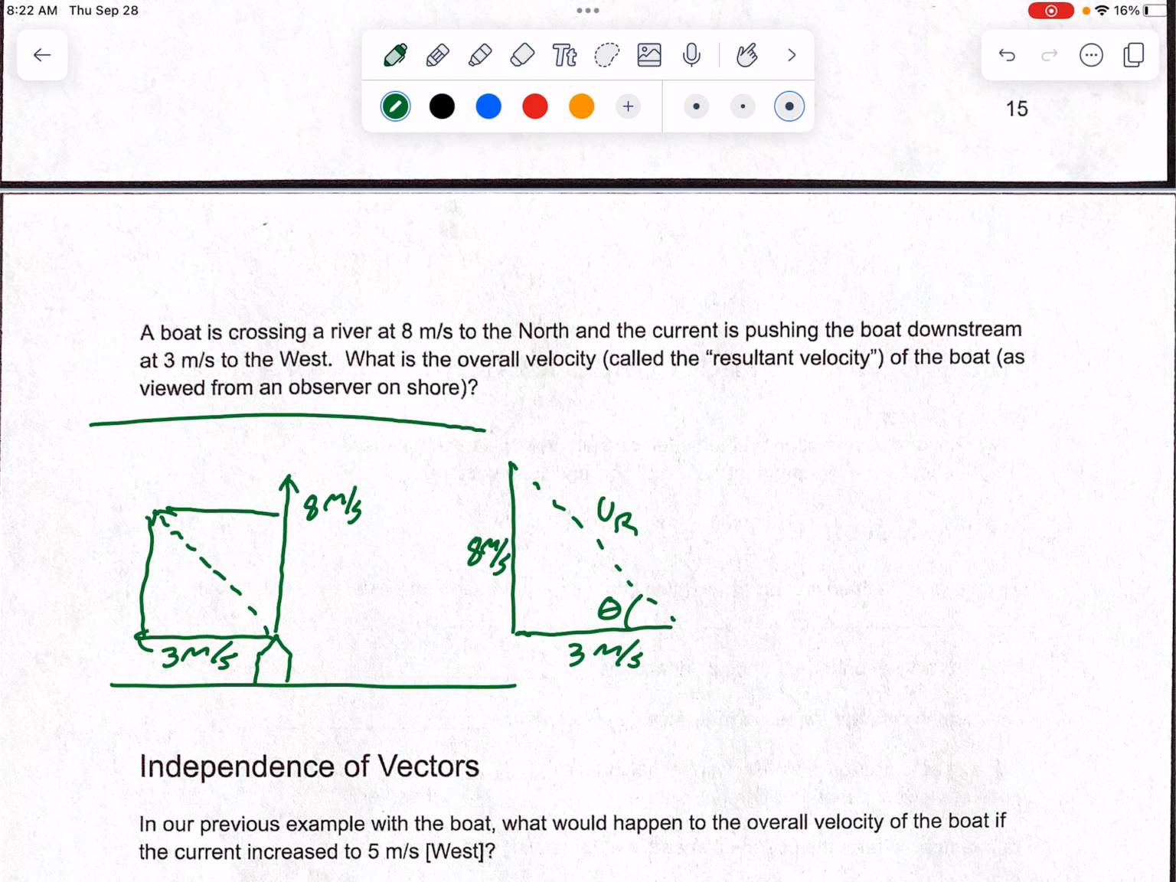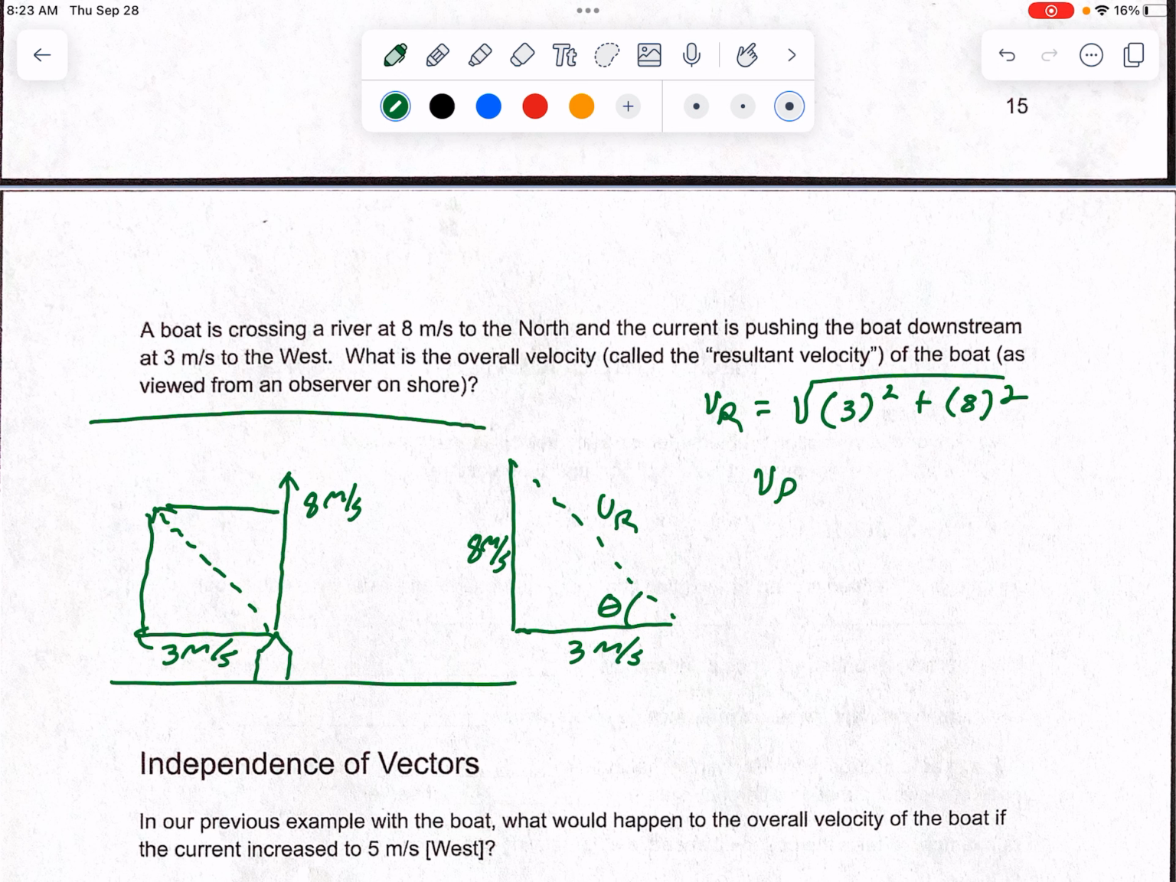So if I have two sides of a right triangle, all you've got to do is the Pythagorean Theorem. So this is stuff we've been doing. So the square root of a squared plus b squared. So 3 squared plus 8 squared. And you'll get a resultant velocity of 8.54 meters per second. Okay, now that's part of your answer. Now we've got to find our direction.